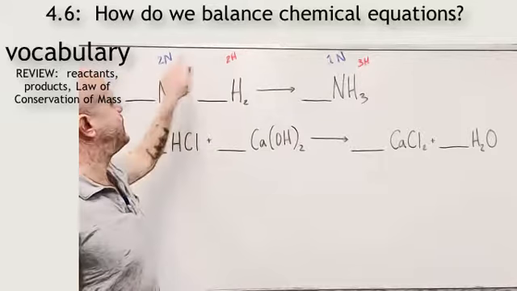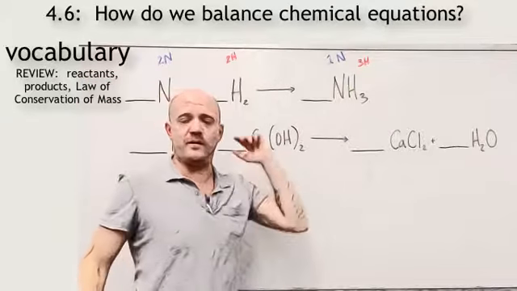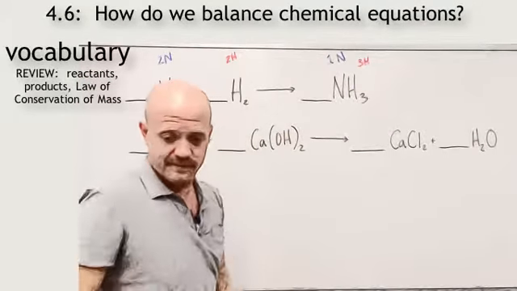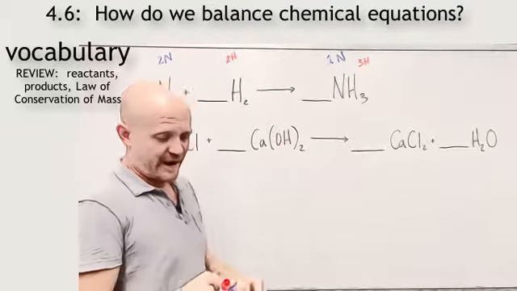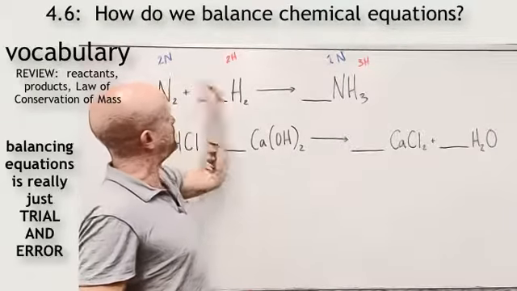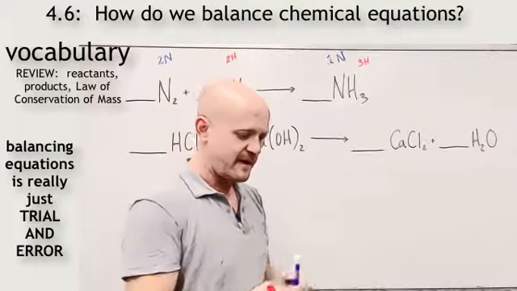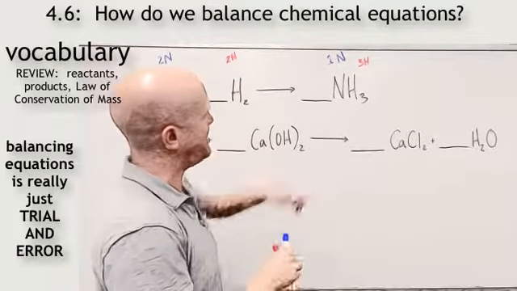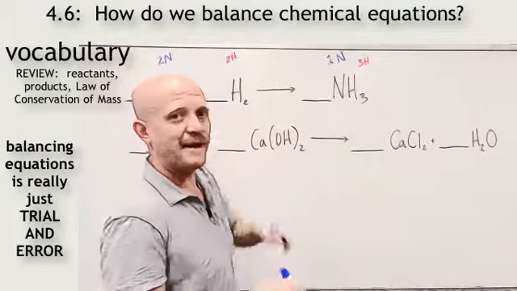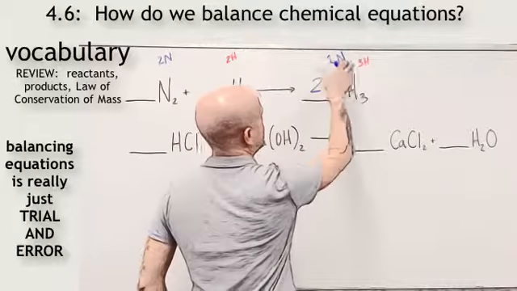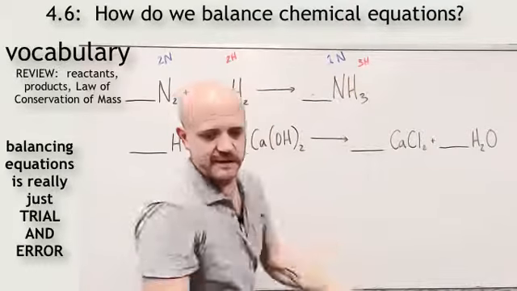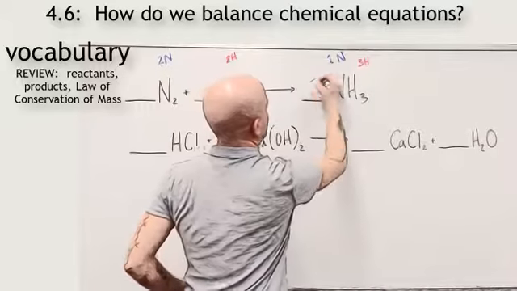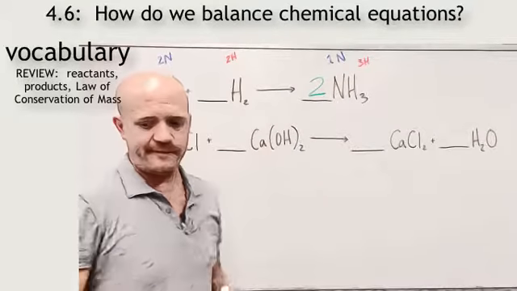So between the 2 and the 1, or the 2 and the 3, which one is easier to balance? Well, there's really no right answer, but I'm going to tell you that this 2 and this 1 are easier, because all you have to do is multiply this number by 2. In fact, let's do that in another color. So we got 2 NH3.